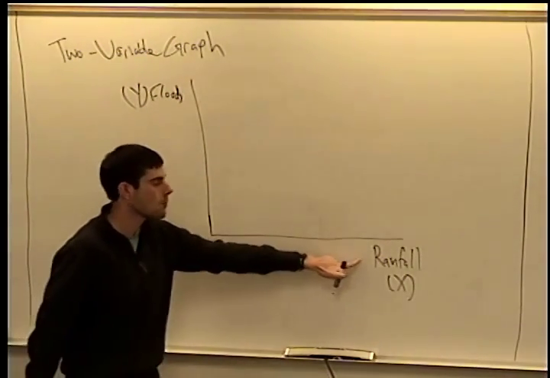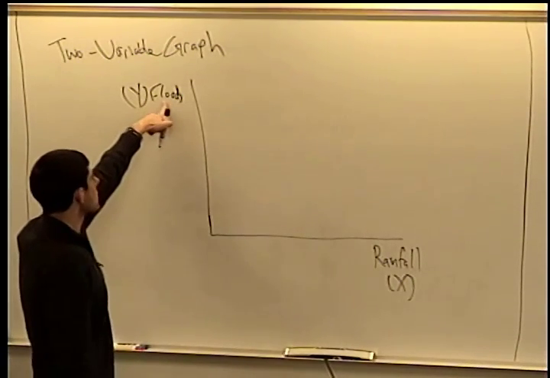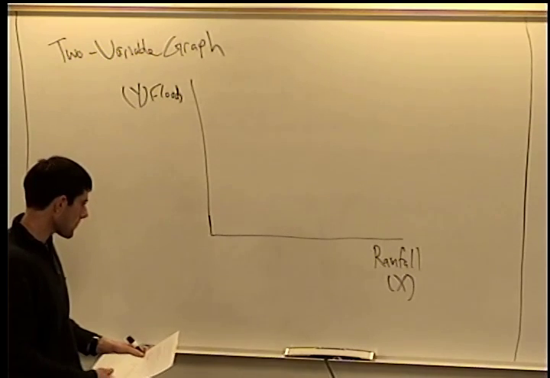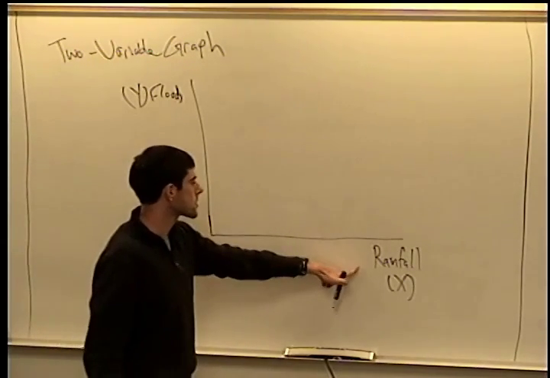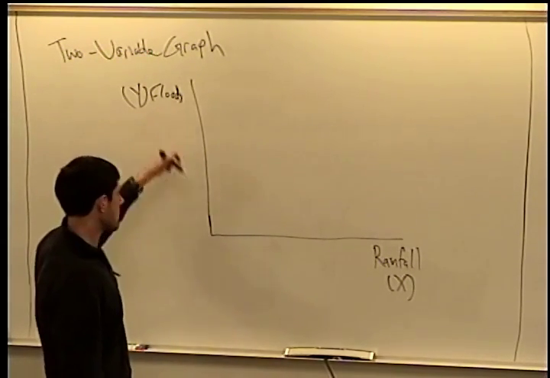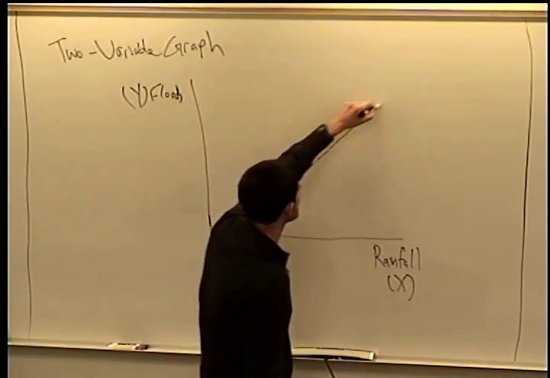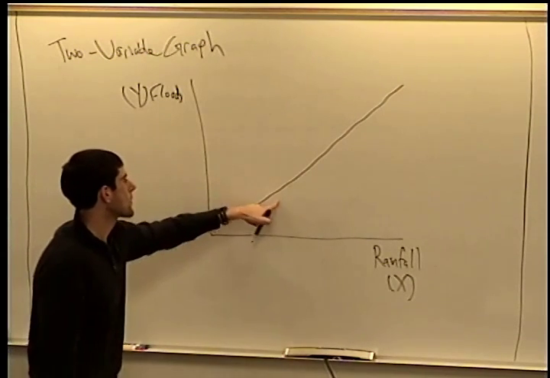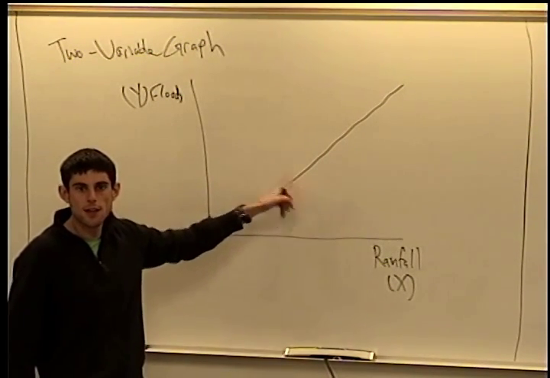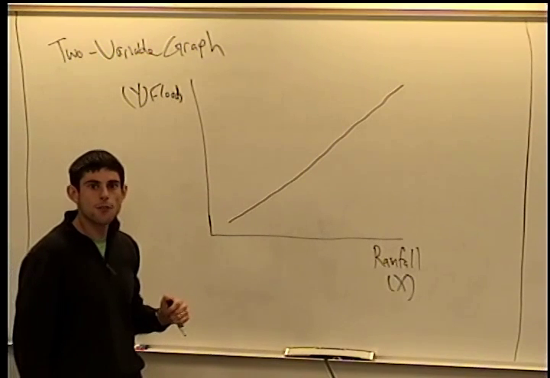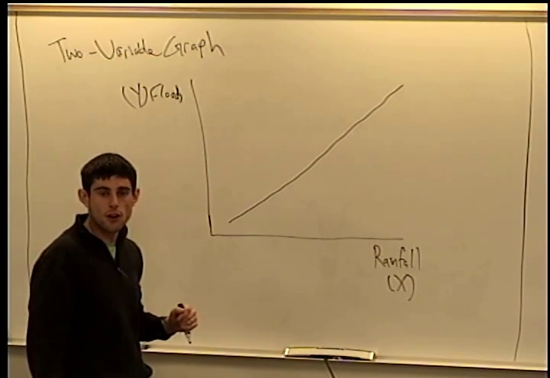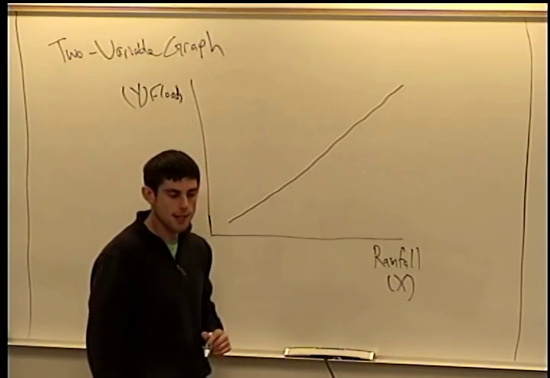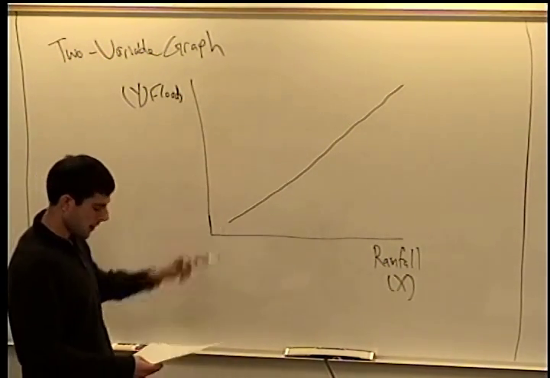So I'm looking at how much rainfall did an area get, and then how many floods were in that area as a result. And what we'd expect is that the more rain somewhere got, the more floods we would tend to see. So we'd tend to see a positive relationship. So a positive relationship between rainfall and floods would be represented by an upward sloping line in this graph. Okay? If we had an inverse relationship, or a negative relationship, it would be a downward sloping line. Okay? So in this case, we have a positive slope.